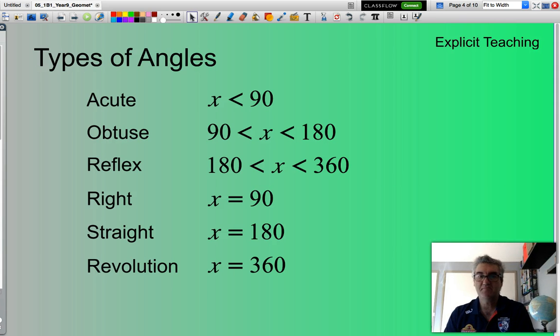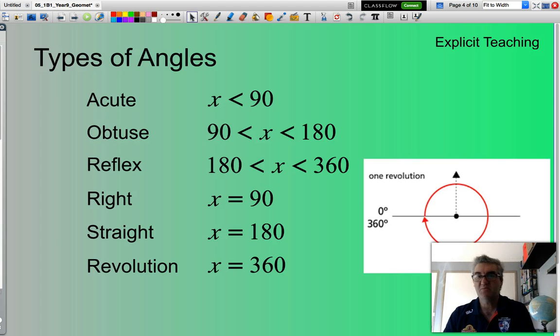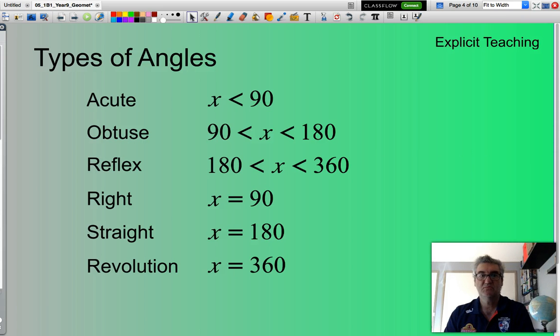And the final one, revolution. That's when my angle is exactly 360 degrees. In other words, I have completed one revolution, i.e. there are 360 degrees in a full circle. Now we'll just move on to the next slide.